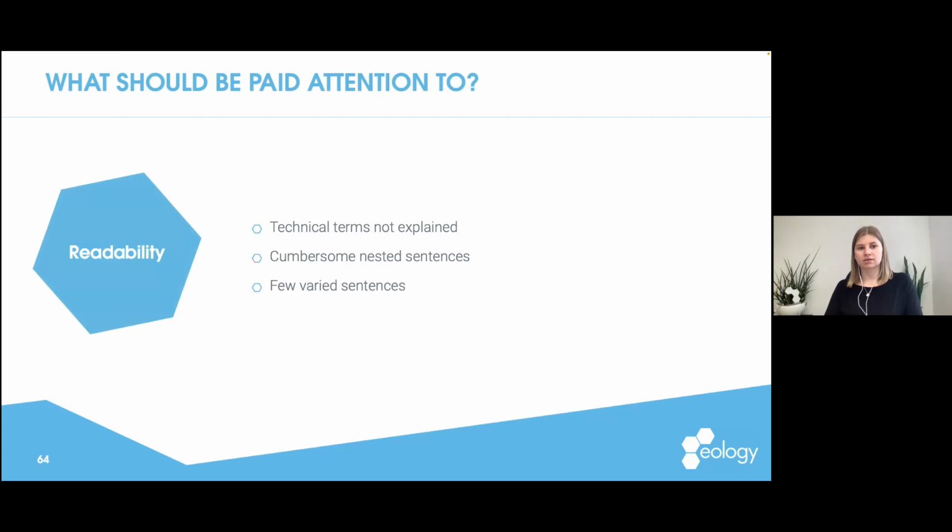Next is the readability. You have to check if your technical terms are explained, if you have some cumbersome nested sentences. Check if your sentences are logical and easy to understand, especially if you're writing for a younger target group. And check your sentences, are there few or a lot of varied sentences? That's something you have to keep in mind.